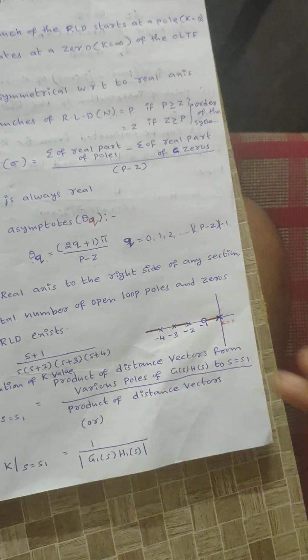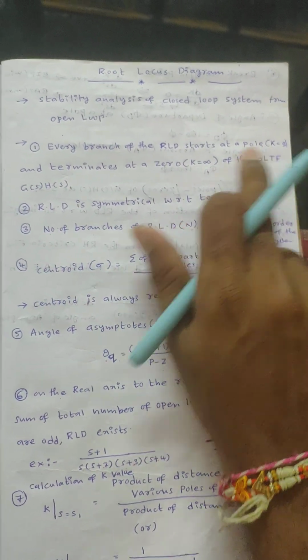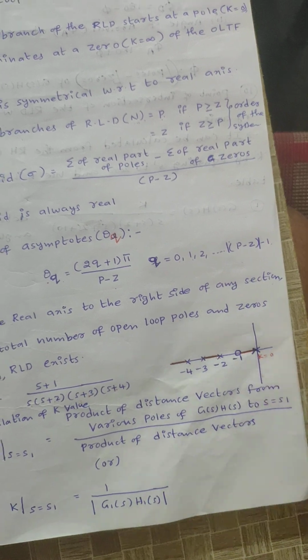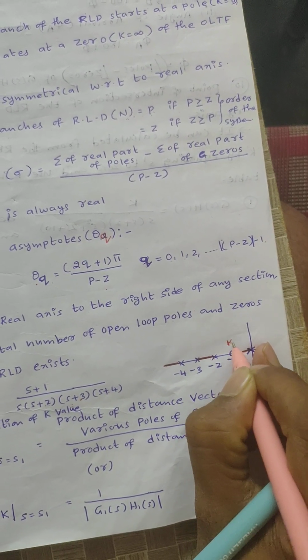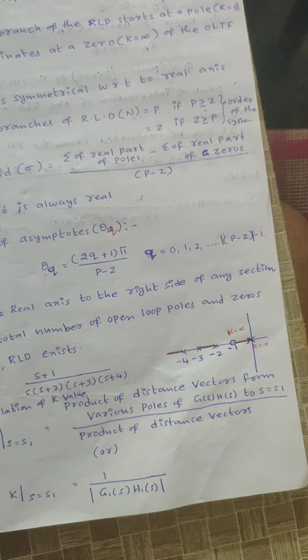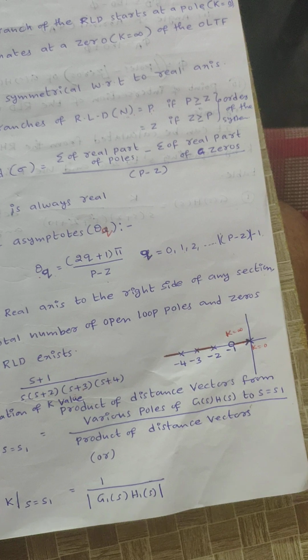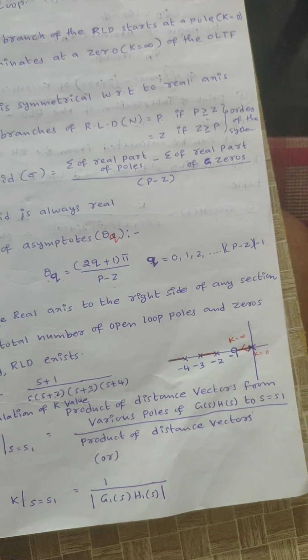Now see here, from this first point, every branch of the RLD starts at a pole, k equals 0, and terminates at a zero, k equals infinity, right? Now see here, the RLD exists, right? That means this is k equals 0, k equals infinity. Pole to zero: when the RLD exists in that branch only. This is the direction of the RLD, pole to zero direction.